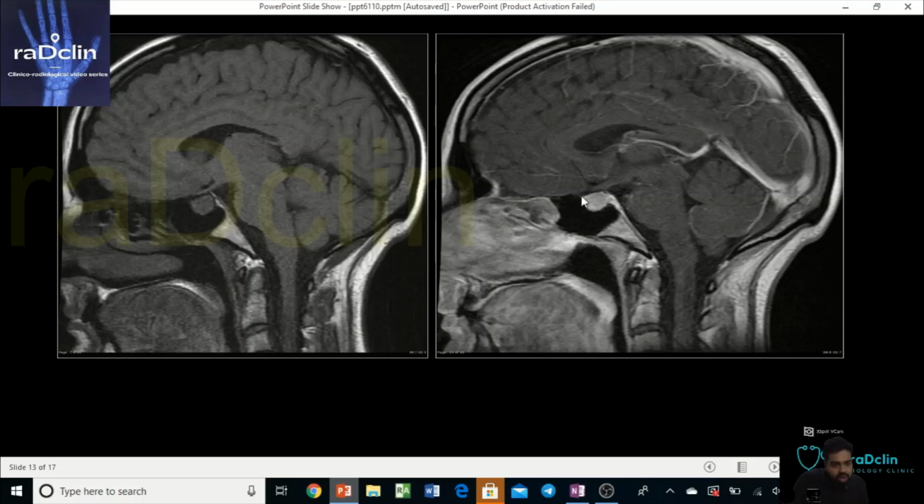On post contrast, it is showing moderate enhancement. It's not very heavily enhancing, moderate enhancement. There is slight remodeling of the sella. It's ballooning out downwards. There is no erosion, there is no destruction. So this is a typical case of a macroadenoma, a pituitary macroadenoma.